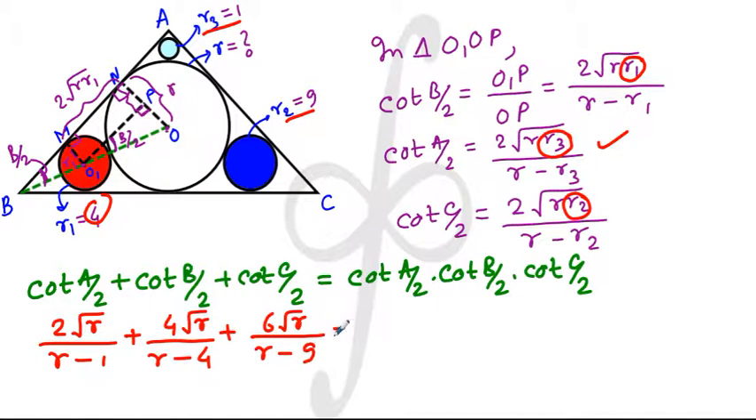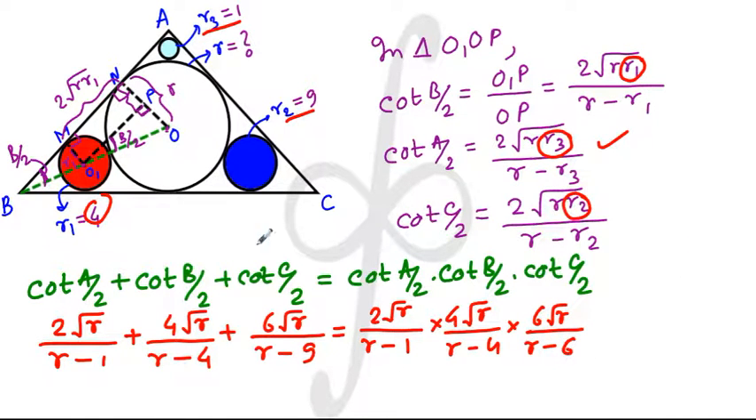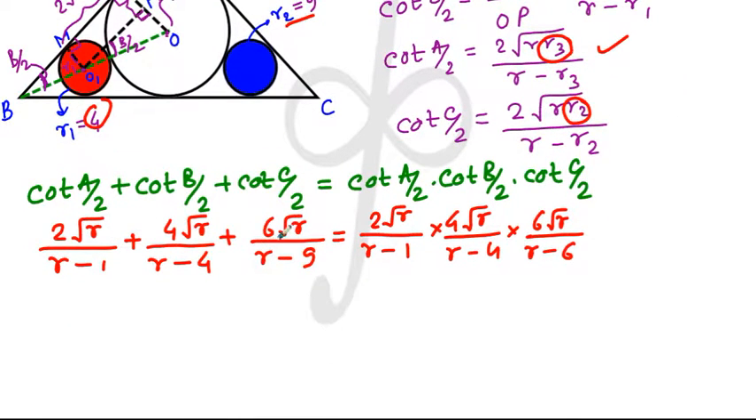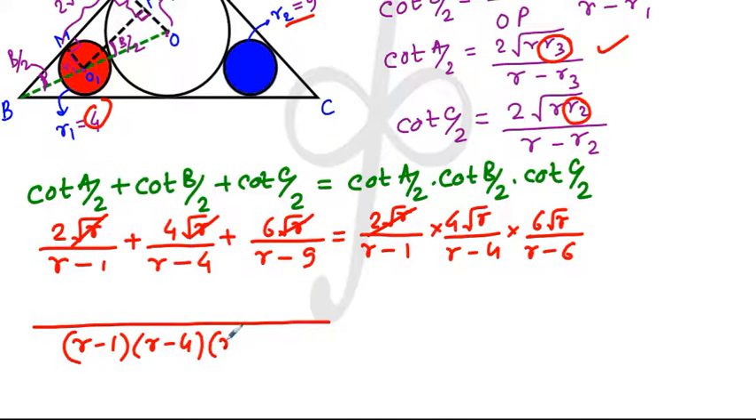and that will be equal to the product, that is 2 root R divided by R minus 1, multiplied by 4 root R divided by R minus 4, multiplied by 6 root R divided by R minus 9. So one root R can be safely cancelled out from both the sides, so that will give us an equation, taking LCM R minus 1, R minus 4, R minus 9.